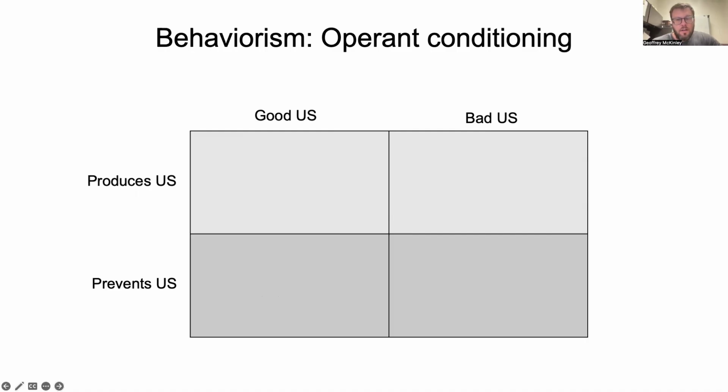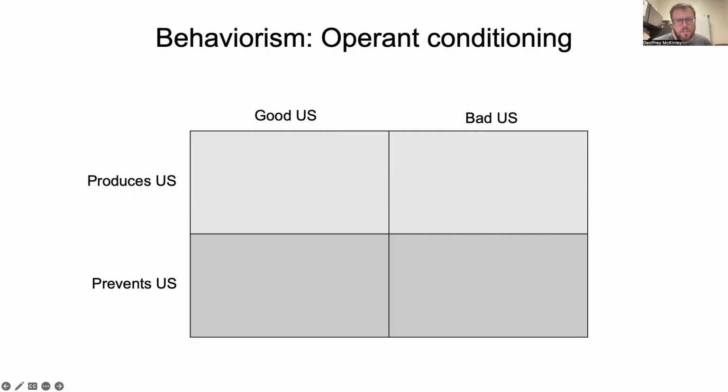Examples of good unconditioned stimuli would include food, sex, drugs. Of course, drugs are bad, but they do feel good, which is why they're addictive. So in this sense, drugs would be a good unconditioned stimulus, whereas a bad unconditioned stimulus would be something like electric shock, right? Anything that's painful or produces some amount of discomfort.